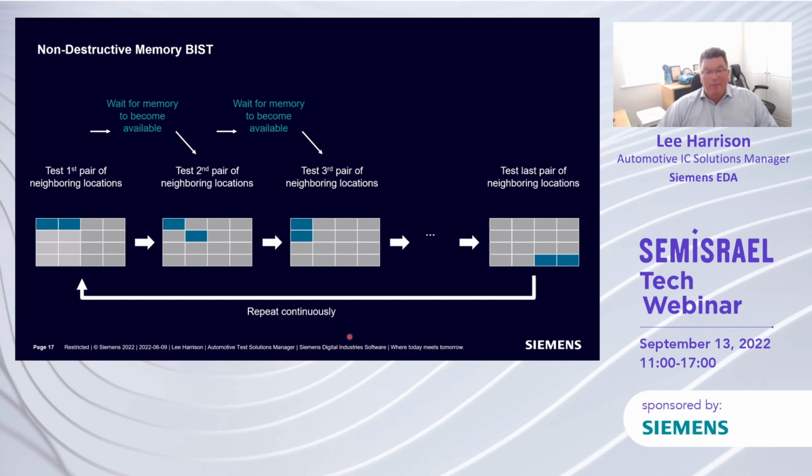With this, we're able to test the memory whilst the device is in its functional mode. And essentially what we do is we take small pieces of the memory offline, one at a time, and we test those individually, putting the data back once we've tested it. So essentially we can test complete memories throughout the duration of the device being functional.